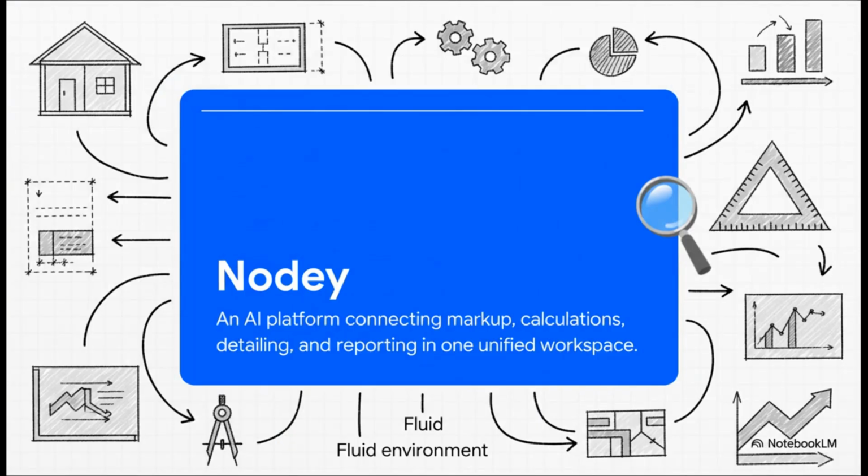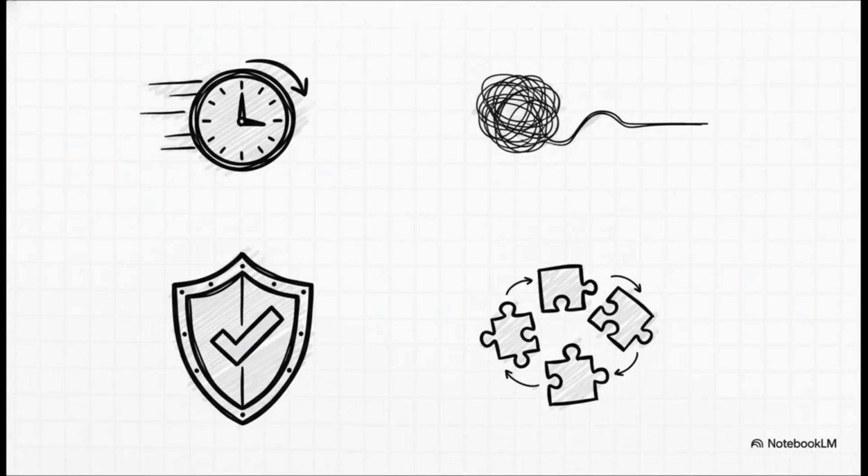The whole idea behind Nodey is actually pretty simple, but it's incredibly powerful. It's an AI-powered platform that takes those four key stages of design, the markup, the calculations, the detailing, and the reporting, and brings them together into one seamless workflow. Now, this is really important. Nodey is not here to replace engineers, it's here to empower them. The whole goal is to get rid of those repetitive, soul-crushing tasks, the stuff that eats up all your time. This lets professionals like you work faster and with a whole lot more confidence. It's really about turning a fragmented, messy workflow into a single, reliable source of truth.